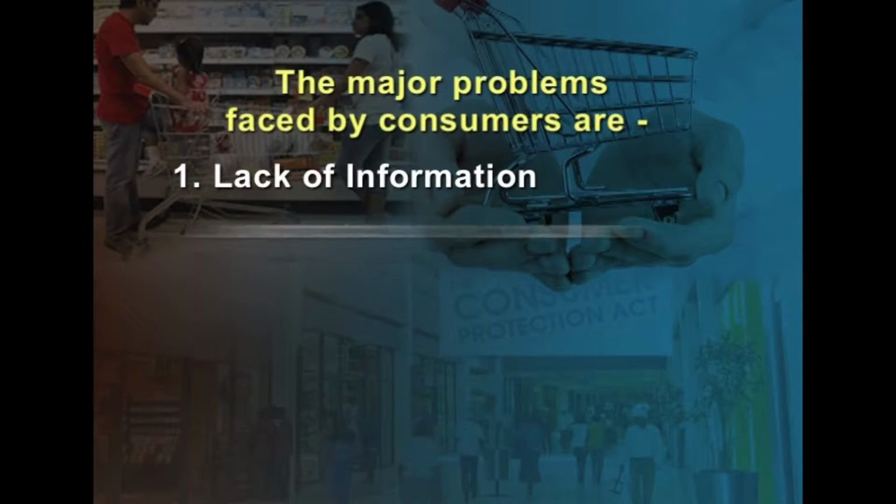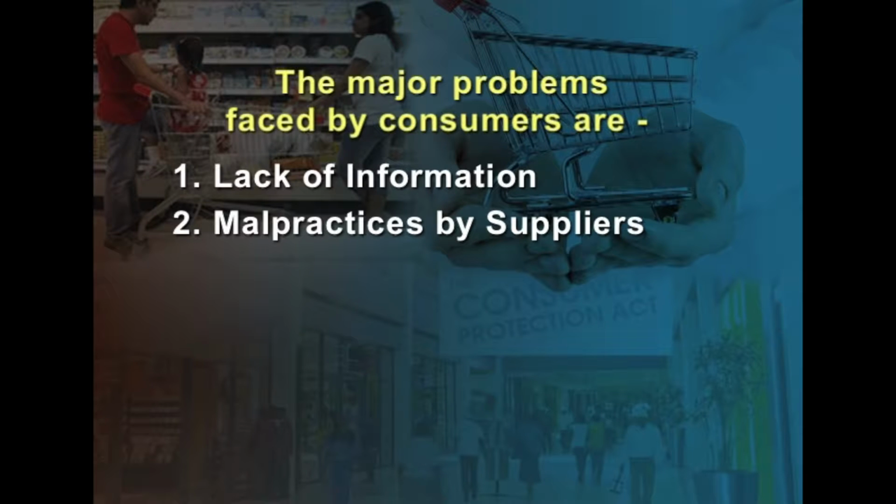The second problem that is faced by consumers is malpractices by suppliers. Malpractices by suppliers create serious problems for consumers. Suppliers engaged in antisocial activities like black marketing, hoarding, profiteering, etc. spoil the relations between the buyer and seller.